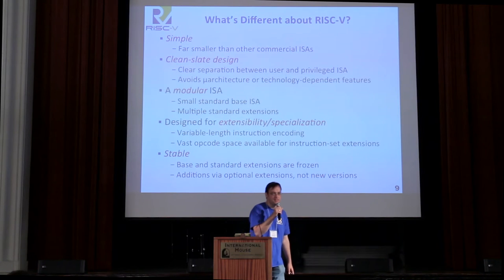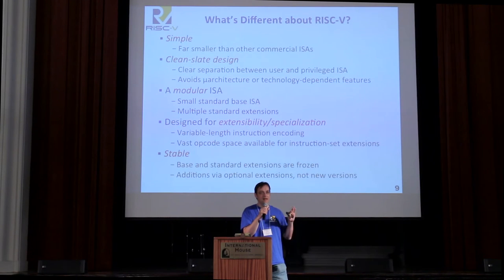The other thing is we want this to be stable. And by stable, I mean the base and these extensions we've currently defined are frozen. They're not going to change ever. There's not going to be a version 2.1, 2.2, 2.3 of this ISA. That's it. It's fixed. And that's an important feature of this versus other ISAs. Extension happens by adding a new module, a new extension, not by playing with the base ISA and adding a new version number to it. And we think that's very important.